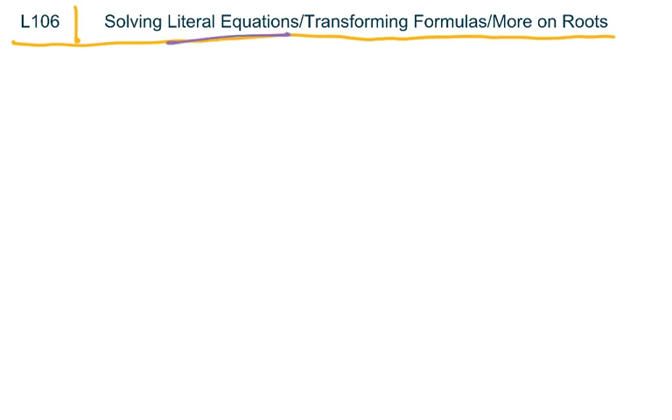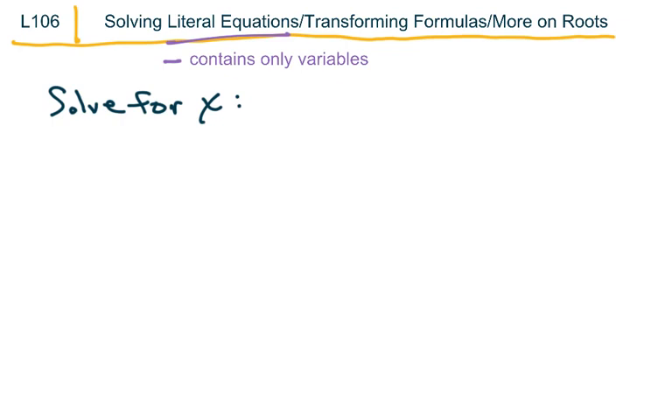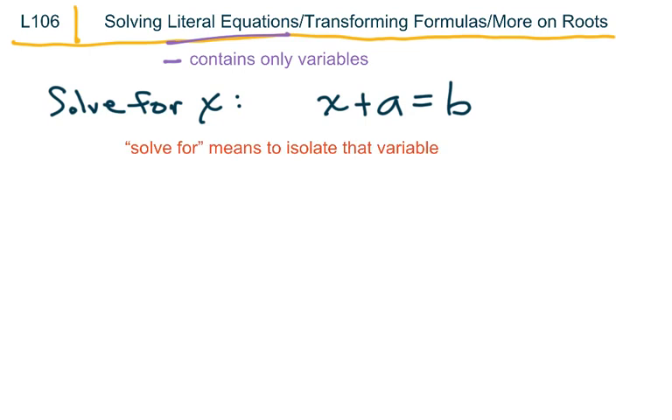So let's first start with literal equations. What are they? Well, basically a literal equation is an equation that contains only variables. And so if you gave me something like this, solve for x, and then they give me the equation, which is x plus a equals b. Solve for basically means to isolate that variable. If you notice right now, what is isolated is the b, but it's asking me to isolate this x when it says solve for x.